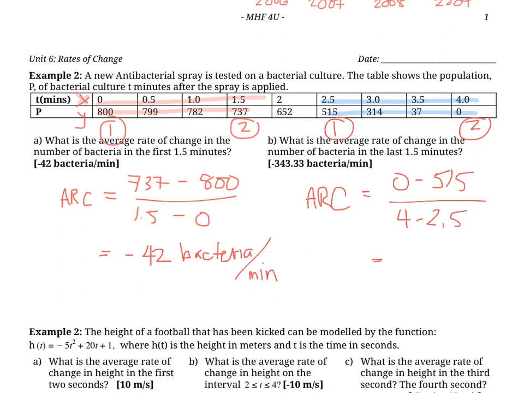If we do this calculation, as the answer says right there, our answer should be about negative 343. I'll round that and put an about sign there. So about negative 343 bacteria per minute. What does that mean? That means in the last minute and a half, the bacteria is dying at a rate of 343 bacteria per minute. Notice how 42 bacteria were dying per minute at the beginning, and 343 were dying per minute at the end. So the rate that the bacteria are dying has increased.